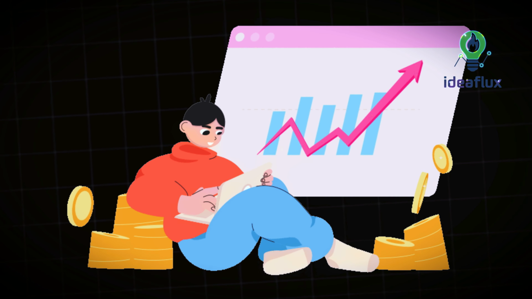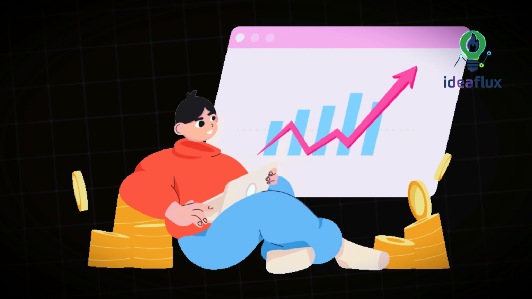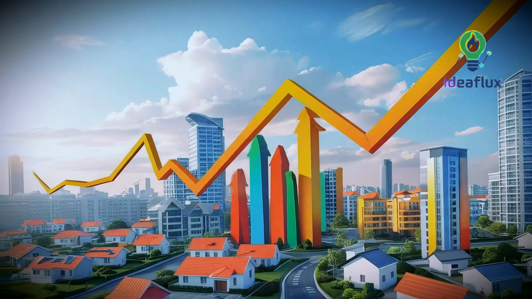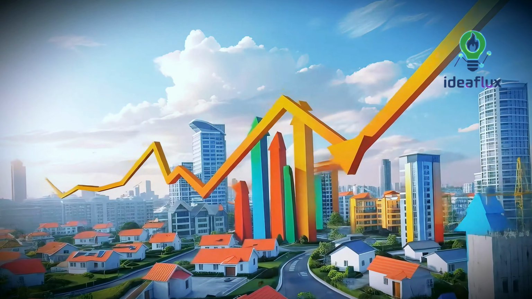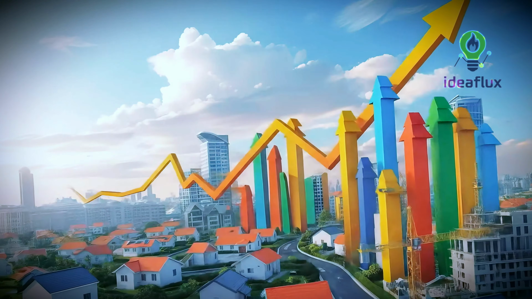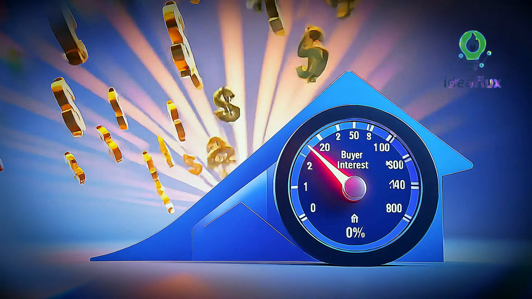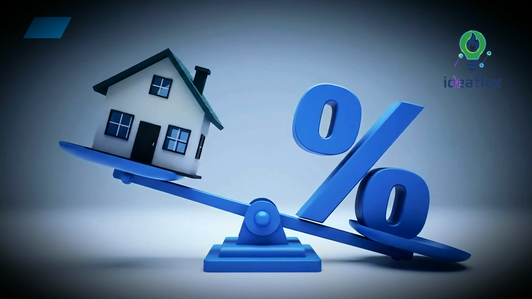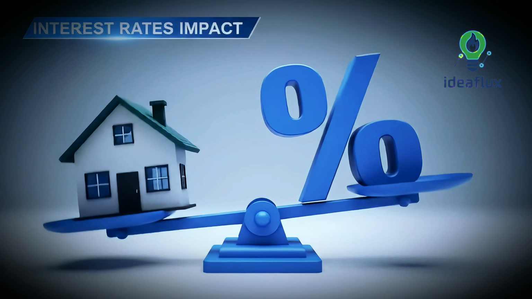Economic indicators matter a lot. Some key ones are GDP growth. When the economy grows fast, people buy homes and invest more in real estate. A strong GDP usually means a healthy market. Inflation. If inflation is high, overall prices are rising. That can push mortgage rates up and cool down buyers.